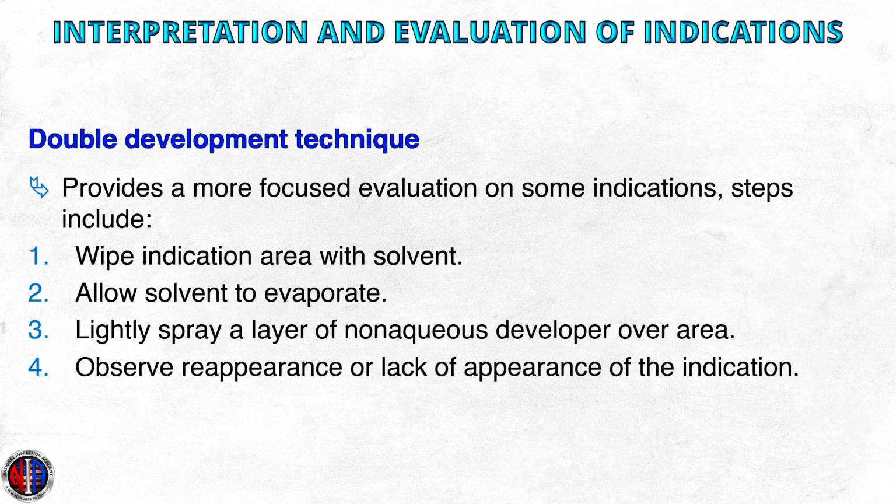The double development technique. This technique provides a more focused evaluation on some indications. Steps include: 1. Wiping the indication area with solvent. 2. Allow solvent to evaporate. 3. Lightly spray a layer of non-aqueous developer over the area. 4. Observe reappearance or lack of appearance of the indication.